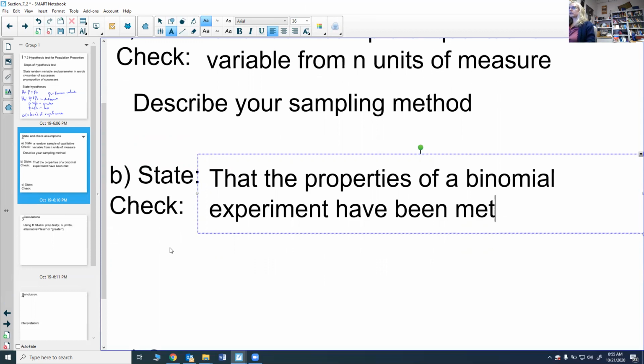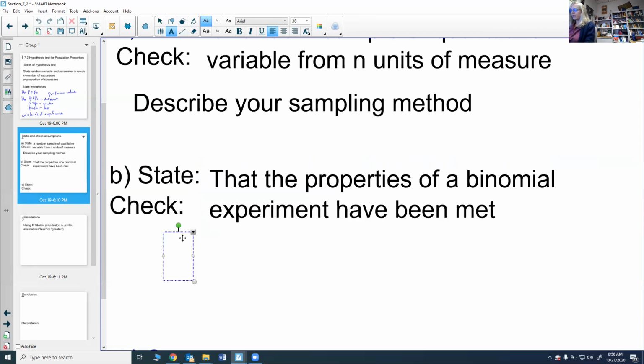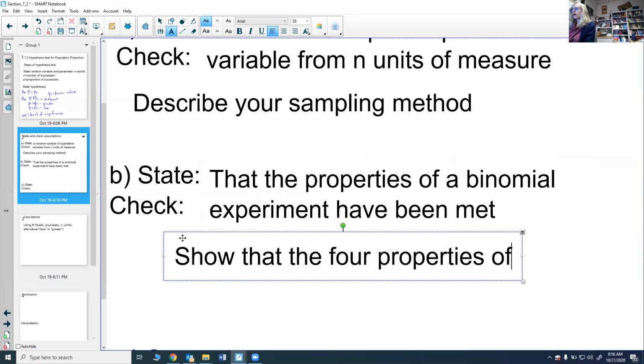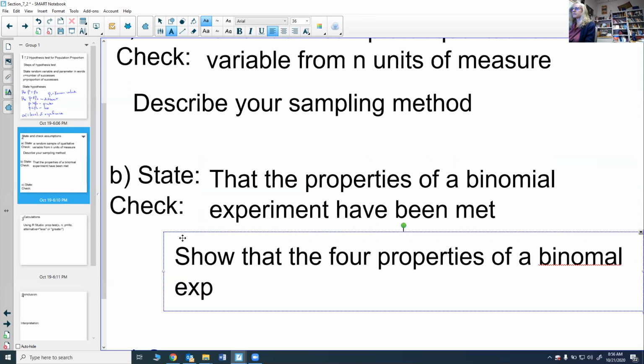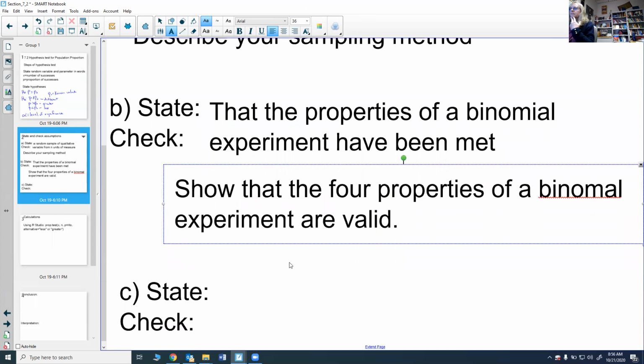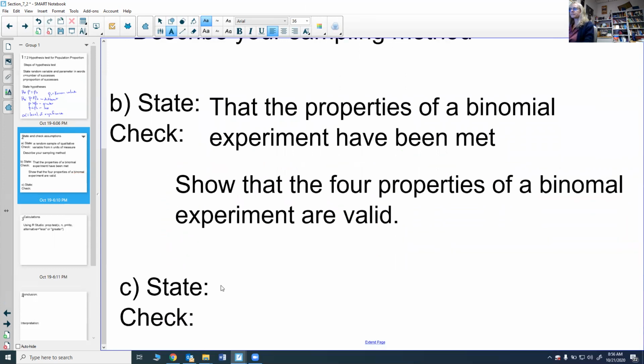It doesn't have to, and that's where the problem comes in. You could have a proportion that you're dealing with that's not from a binomial experiment, but in order to do this proportion test we're going to do, we need to have that happen. Then the check for this is to show that the 4 properties of a binomial experiment are valid. So you actually just talk about all those 4 properties and whether they're valid or not.